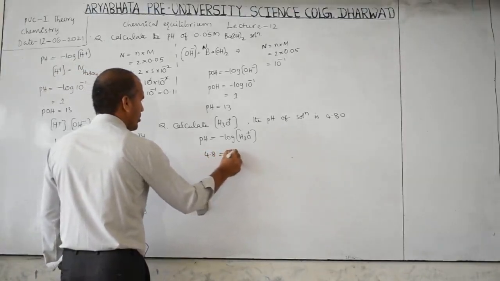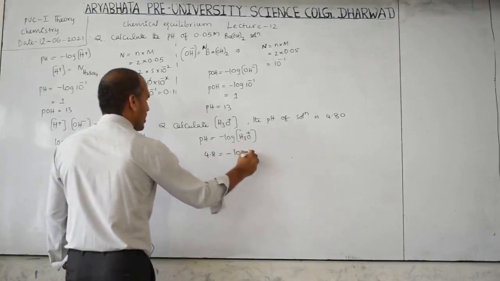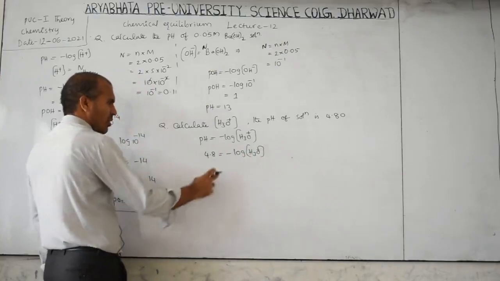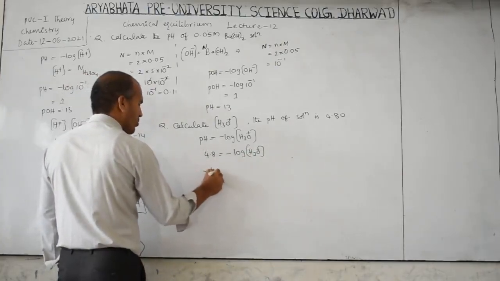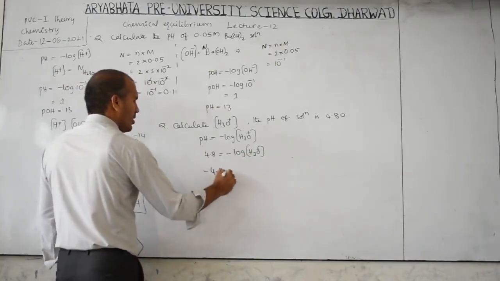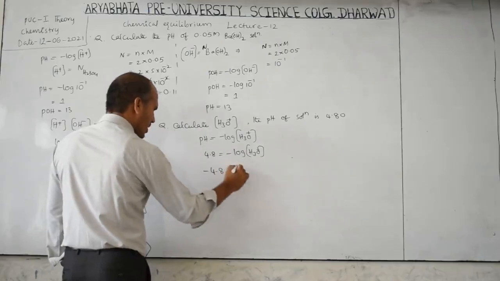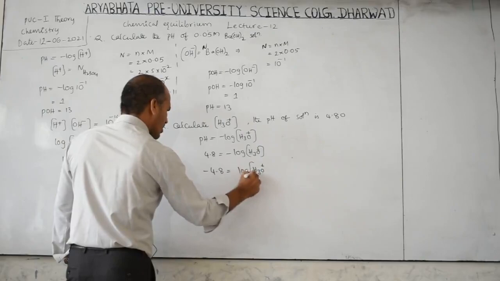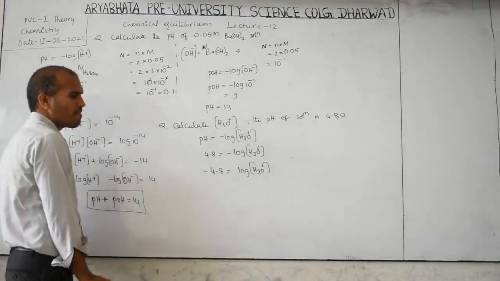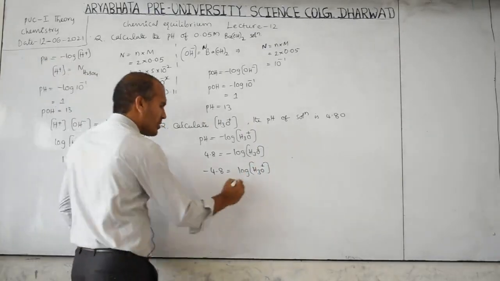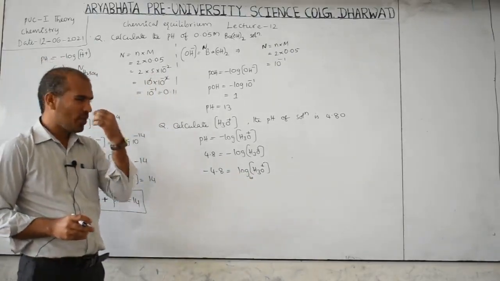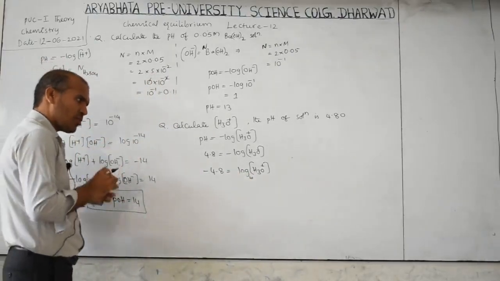4.8 is equal to minus log of H plus ion, or H3O plus ion concentration. The negative sign goes here: minus 4.8 is equal to log of H3O plus ion concentration. This is nothing but base 10 form. Generally base 10 is not written explicitly, but you have to consider it.